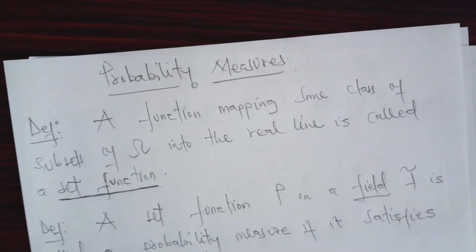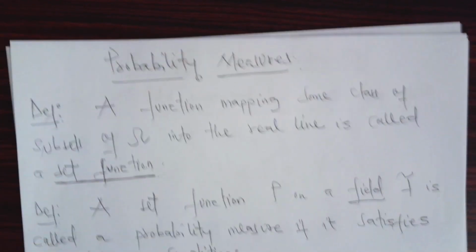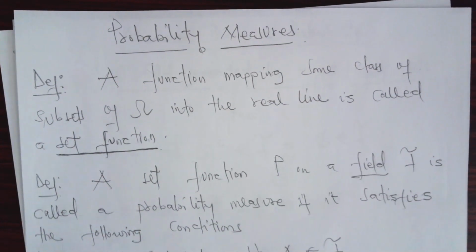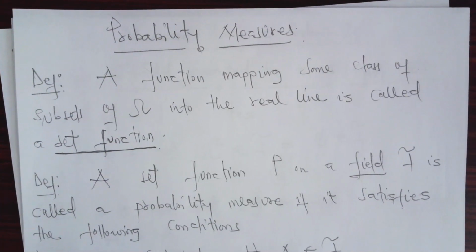Okay, so now to probability measures. But before we talk about probability measures, there's something interesting we need to take note of. A function mapping some class of subsets of omega into the real line is called a set function. So when you talk about a set function, it's a mapping of subsets of omega into the real line. So we build our knowledge on these set functions into probability measures.